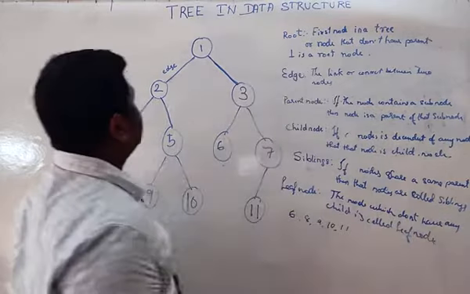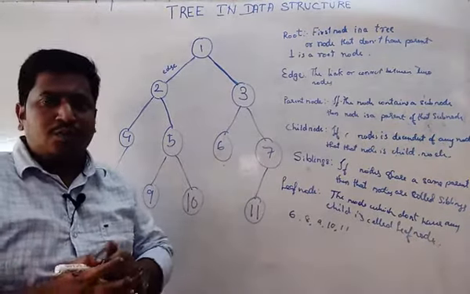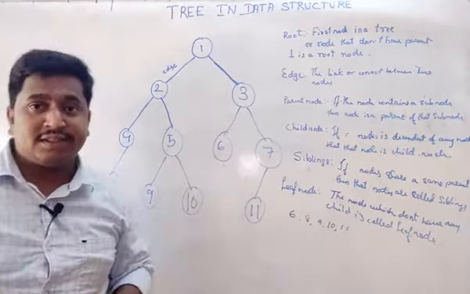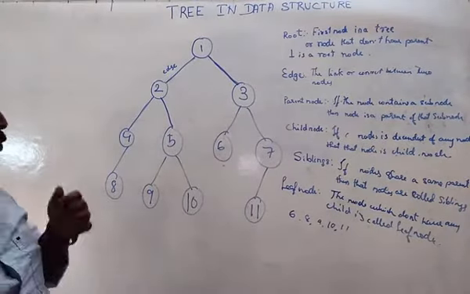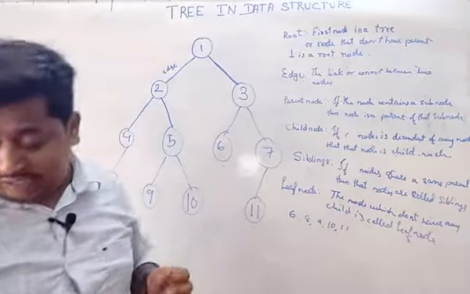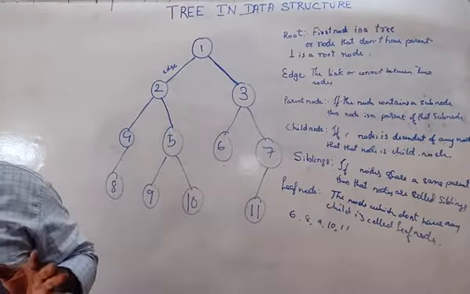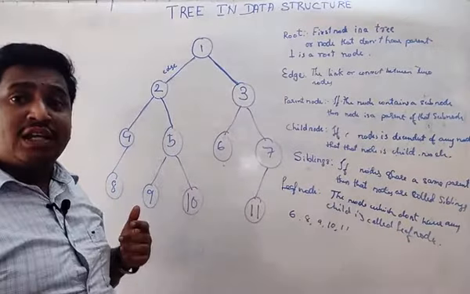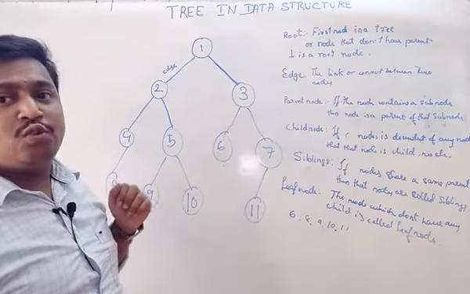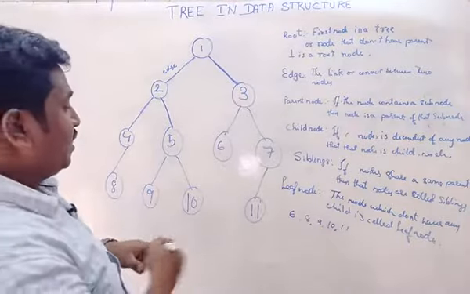Okay. Next, internal nodes. What are internal nodes? A node that has at least one child. If a node has at least one child node, then those nodes are called internal nodes.